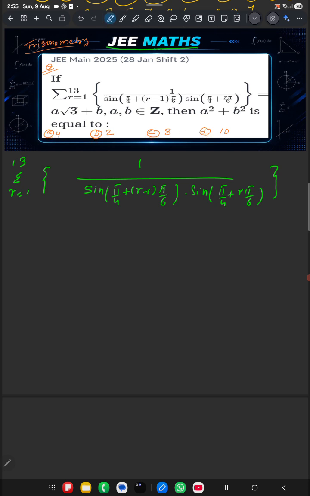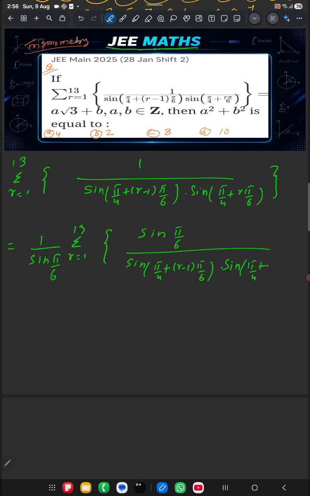So let us see the given expression I have written. Now this expression I will multiply by sine pi by 6 in the denominator as well as in the numerator. So sine pi by 6, remaining will be the same: sine of pi by 4 plus (r minus 1) pi by 6, and sine of pi by 4 plus r pi by 6. Now you will see how I have decided like this.